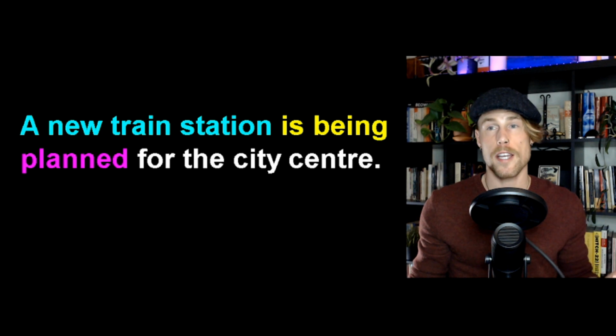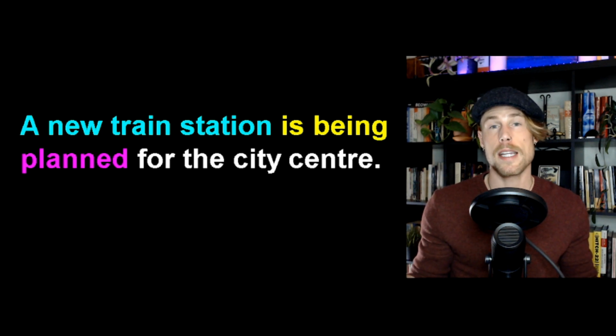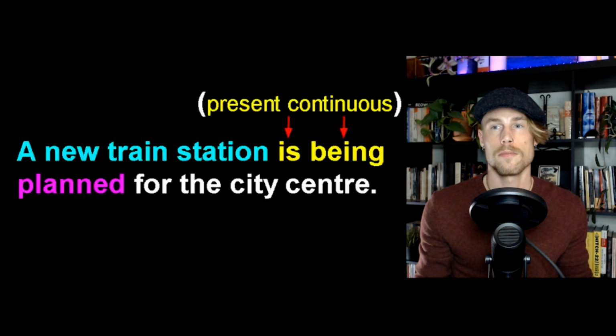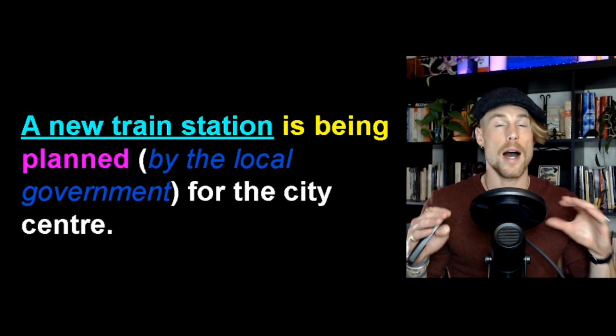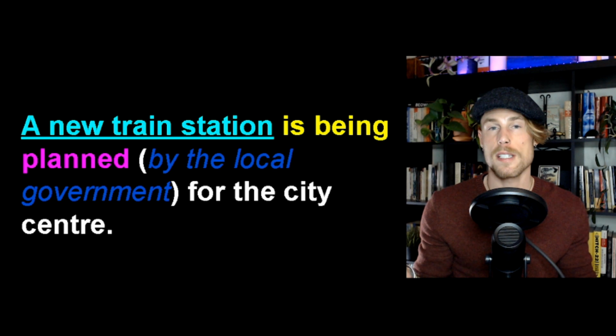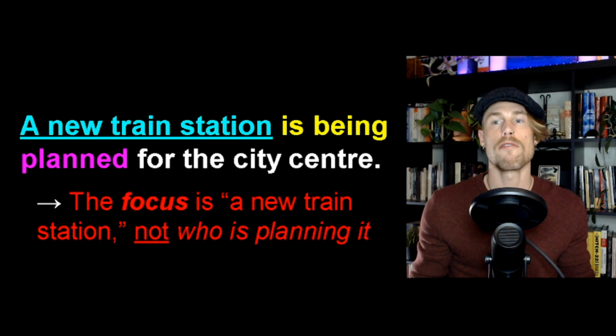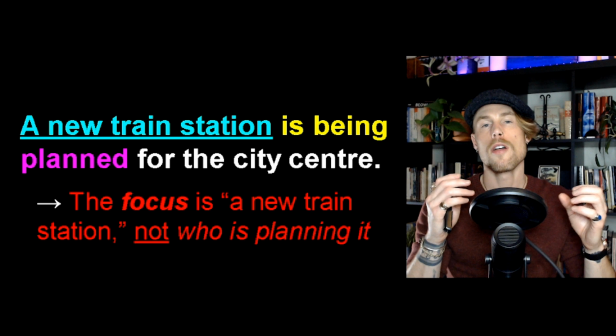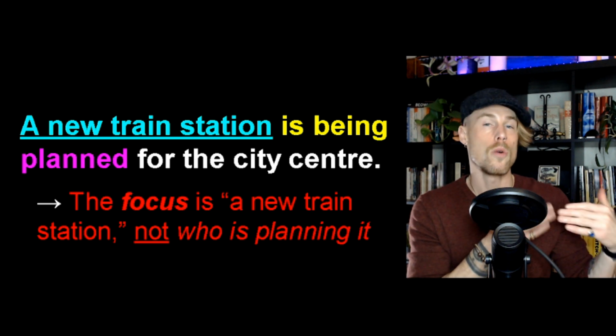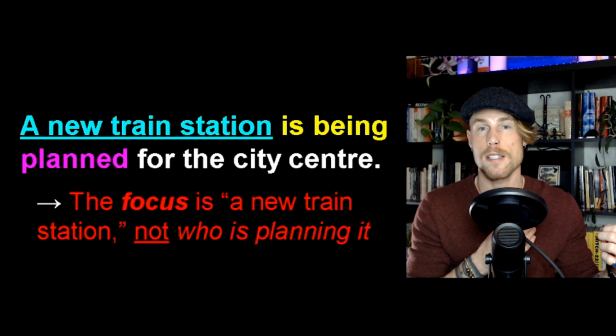A new train station is being planned for the city center. Present continuous. I can also say a new train station is being planned by the local government for the city center if I want to. The focus is the subject, a new train station. The focus is not who is planning the train station.